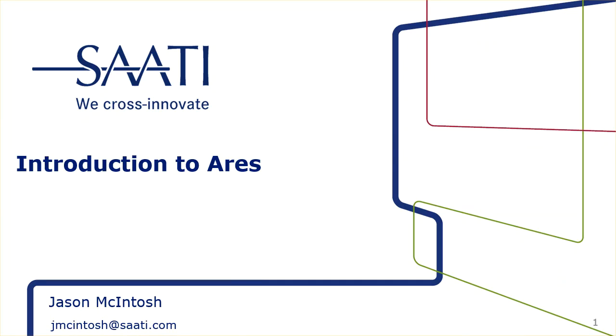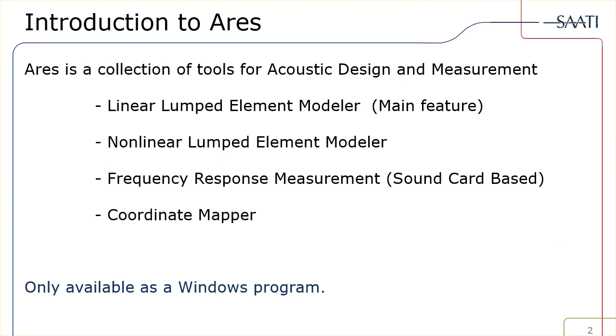This video is going to try to be a short introduction to Aries, but all these videos seem to take a bit longer than I anticipate, so bear with me. As this slide says, Aries is a collection of tools for doing acoustic design and measurement. Aries is designed around a series of modules. Rather than having a separate program performing each function, Aries has a single interface to the program that implements many features. Each main group of features is collected into what's called a module.